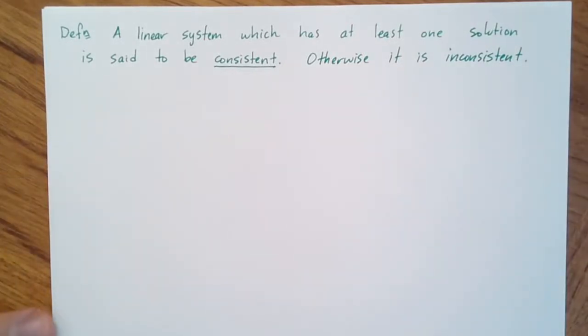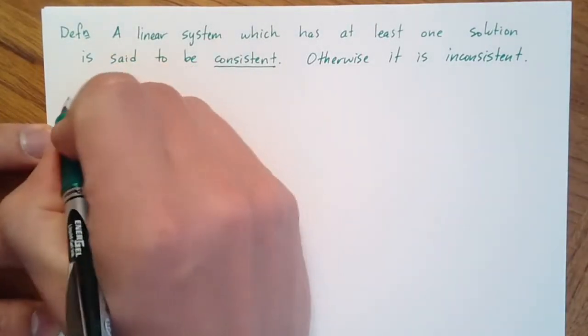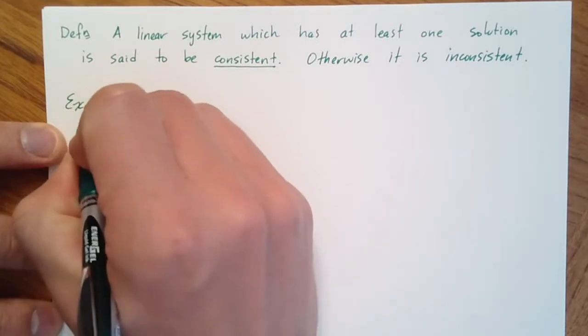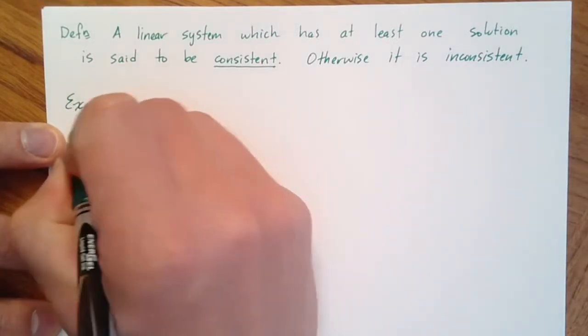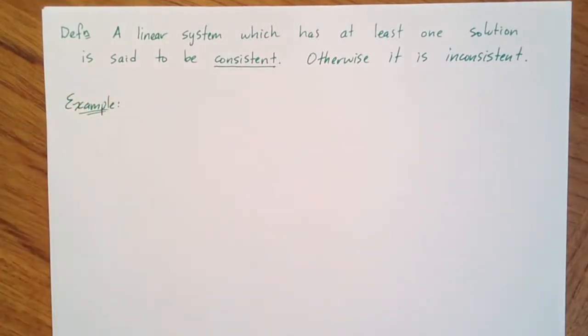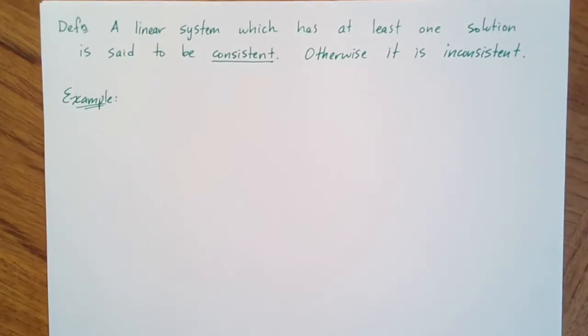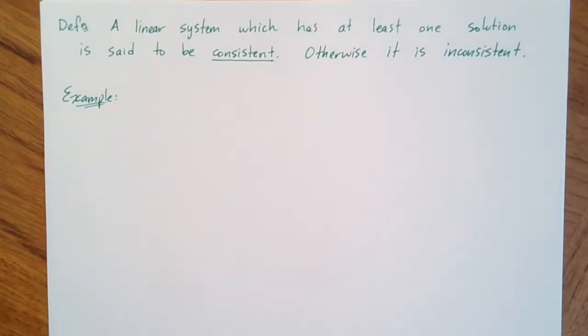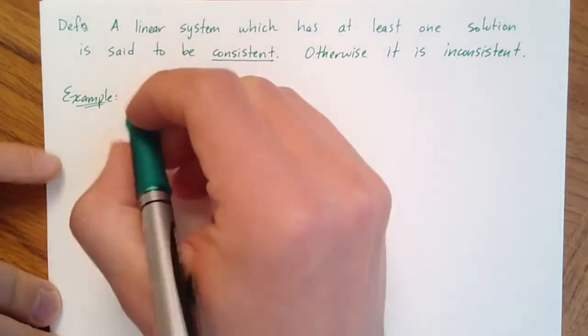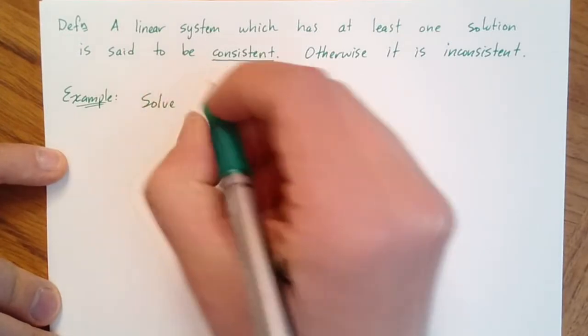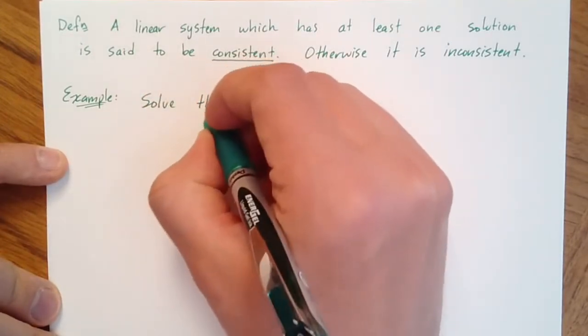So I want to finish this section off with one more example which deals with the case that we have yet to see. So we haven't yet seen how to deal with a linear system that has infinitely many solutions. That's the only other possibility. So let's do one example that takes a look at that case, and that will complete this section. So here's the example we're going to do. Solve the system.